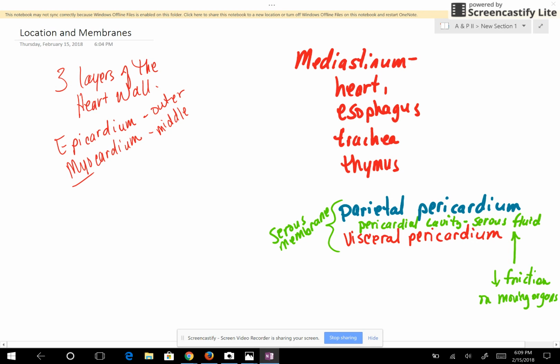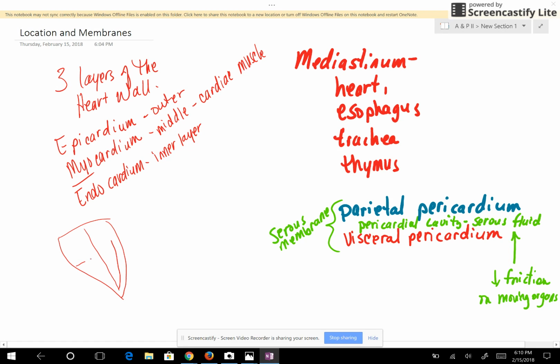What type of muscle is found in the heart? Cardiac muscle. And then there is the endocardium. And the endocardium is the inner layer. The blood that actually passes through the heart is going to touch the endocardium, or it will be in contact with the endocardium. So if we drew our heart here, let's draw a little structure here. It's kind of crooked, but here are 4 chambers.